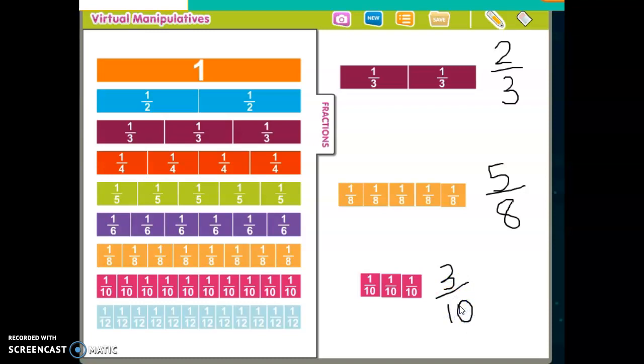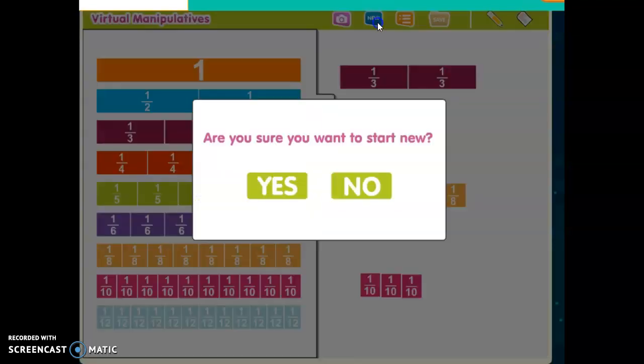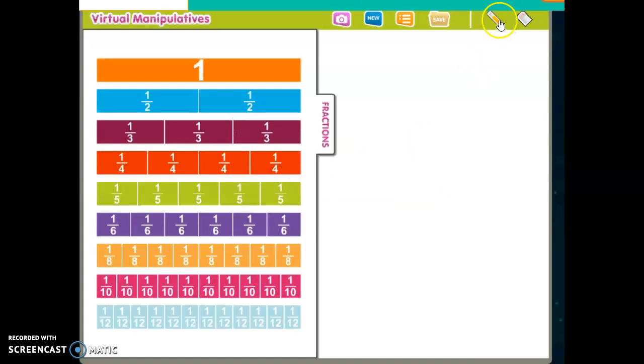Today what you guys are going to do is, I want you guys to go to this website. I'm going to erase these. I'm going to start new. And I want you guys to make 3/4. I want you to make 4/6. And I also want you to make 3/3. And when you get that done, go click on the next video and you can check your work.